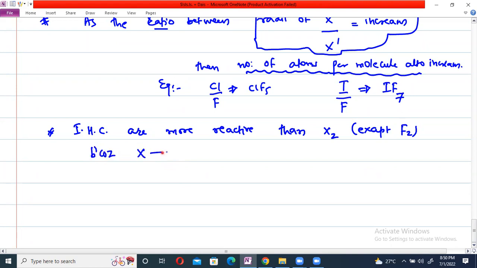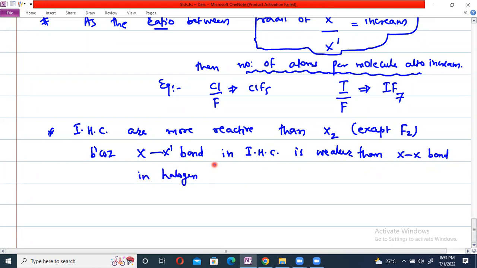because the halogen to halogen bond, the XX' bond in an interhalogen compound, is weaker than the XX bond in a halogen. Obviously, beta, as the XX' bond is weaker, it will become more reactive. If it is a weaker bond, obviously it will be more reactive than halogen. But this case will be accepted only for fluorine.